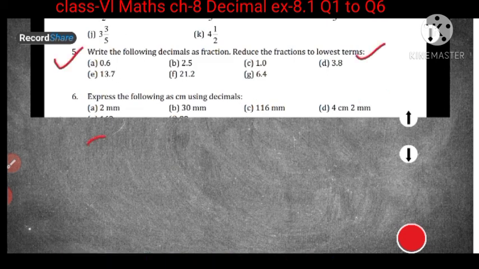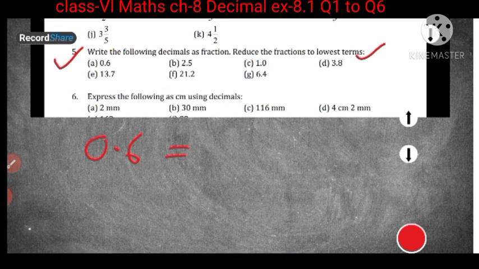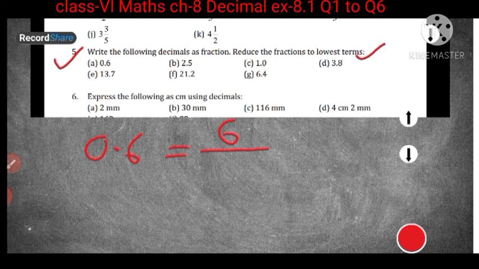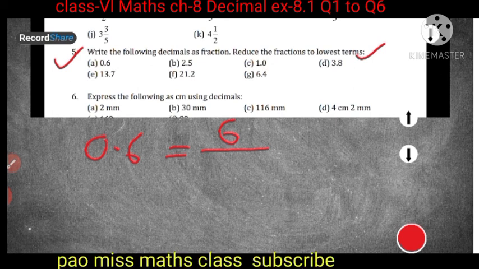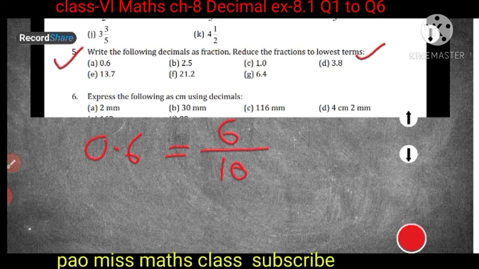So what is given? 0.6. Now we have to write it as a fraction, which means we have to remove the decimal, isn't it? So how will you remove the decimal? Very simple. What are the digits here? Only 6 is there, so you will write 6, because 0 is not counted. Now after the decimal how many digits are there? 1 digit, so you will write 10.